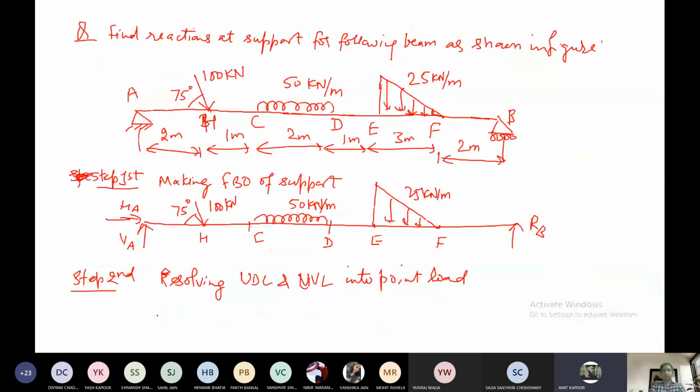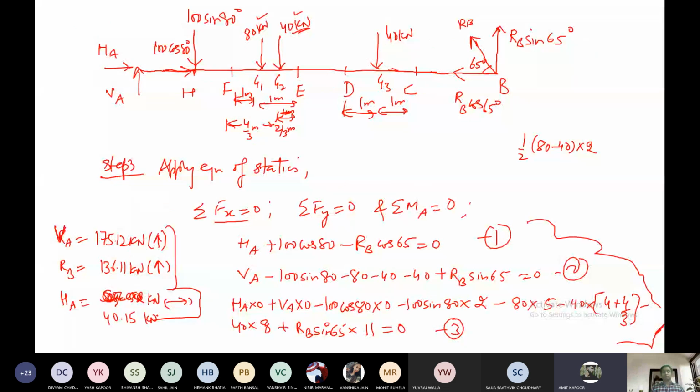Excuse me, sir. Yes. Sir, can you please explain the second FBD of the second figure, sir? The one after 100 sin 80 and 100 cos 80, explain that one.